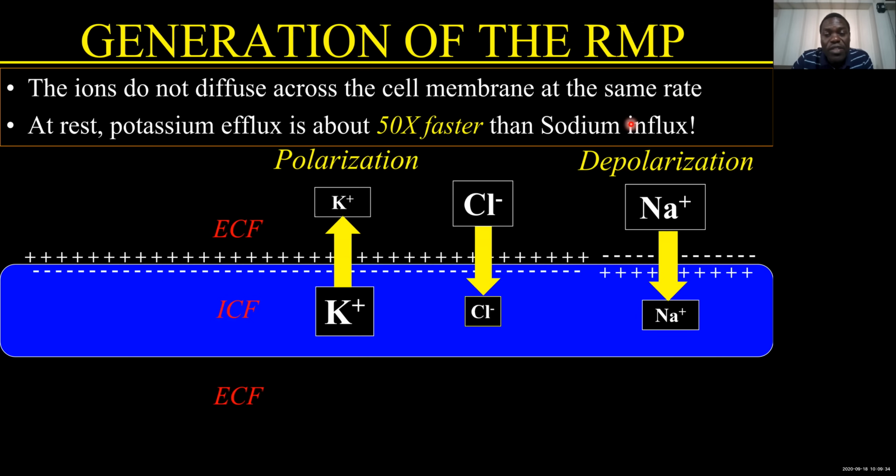That means that for every sodium that enters the cell, 50 potassium will have moved out of the cell. For every single sodium influx, there is 50 potassium efflux. Now, with that in mind, I want you to tell me, between polarization and depolarization, which one will override? Polarization. Polarization will override. I agree. Because in as much as sodium depolarizes, it is outweighed by the effect of potassium. So polarization overrides.